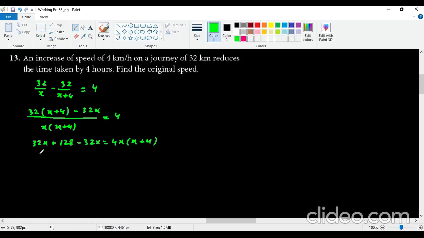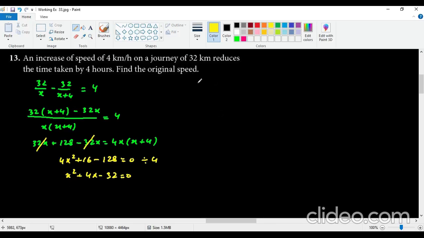So this gives us 32x plus 128 minus 32x, or better cancel this over here itself. We can do the cancellation. These two are going to be cancelled, and this is going to be 4x squared plus 16x minus 128 is going to be the equation. Now divide the whole thing by 4 to give us x squared plus 4x minus 32 equals 0. Now we can do the factorization.